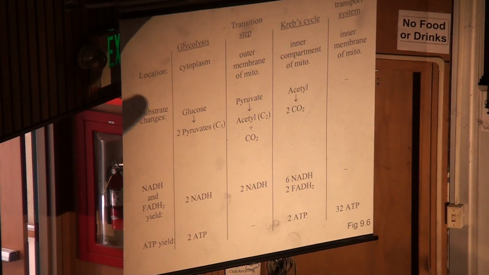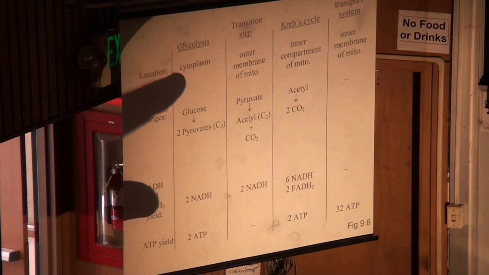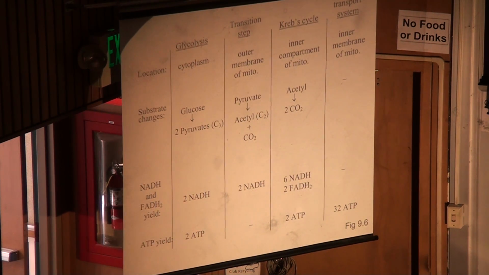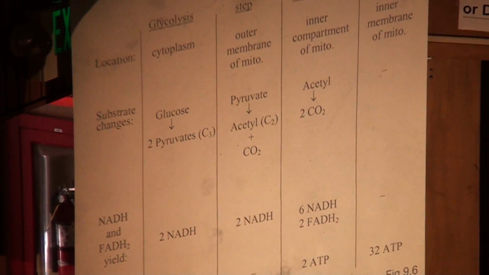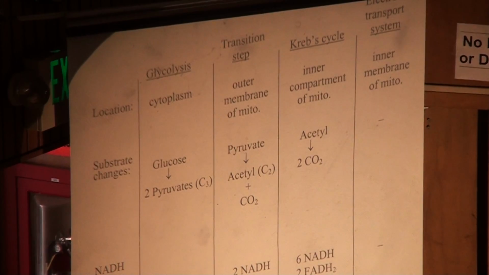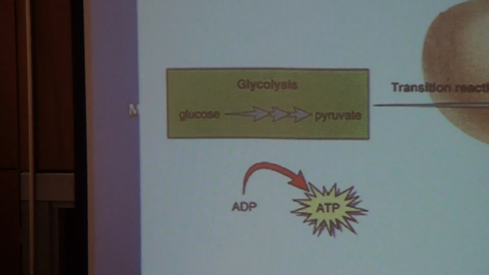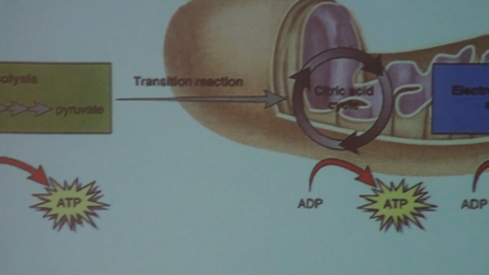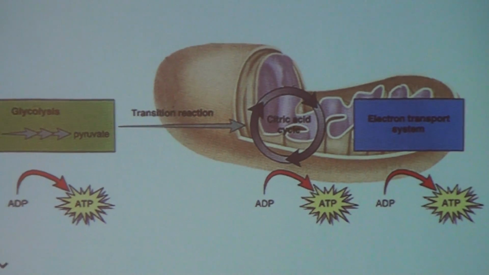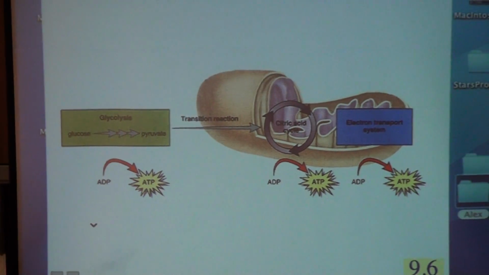So notice maybe one thing to begin with, the glycolysis step does not take place in the mitochondria. There's the mitochondria. Glycolysis takes place out here in the cytoplasm of the cell. The next 3, the transition step, the Krebs cycle, and the electron transport system, yes, those do take place in mitochondria, but glycolysis is the exception to the rule. It is in the cytoplasm.